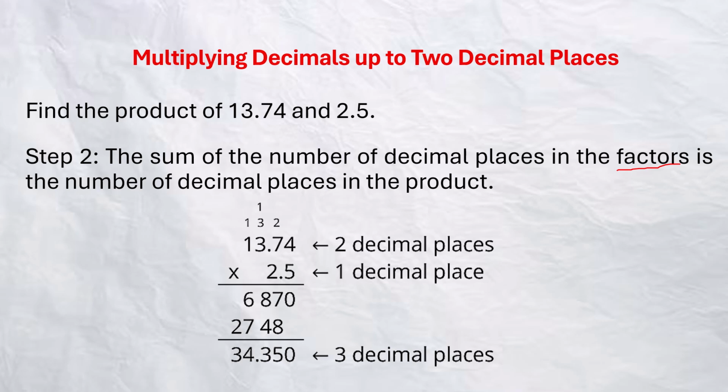For the step 2, the sum of the number of decimal places in our factors is the number of decimal places that we will put in our product. So we have 2 decimal places in our first factor. While the second factor, we have only 1 decimal place. So we add them. 2 plus 1 is 3. So therefore, we will count 3 decimal places starting from the rightmost value in 34,350. So that is 1, 2, 3. So this is where we will put our decimal point.